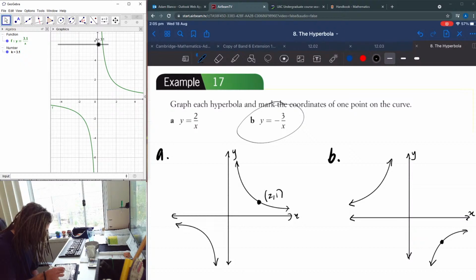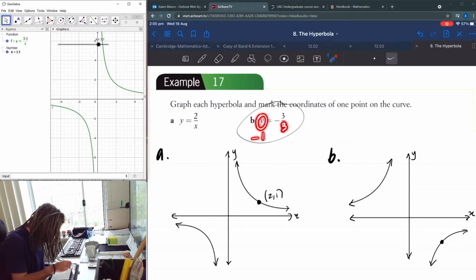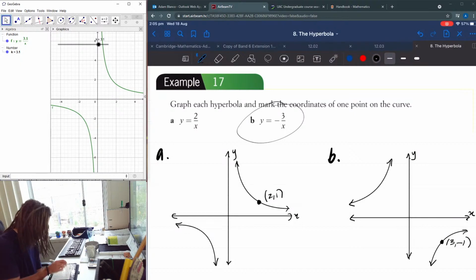Let's find an x value. So, okay, what can I use to make this a whole number? Well, I could put a 3 there. If I put a 3 there, this is going to equal minus 1. So that's the point 3, minus 1. Look, it does not matter where your point is. But know that it's also symmetrical too.